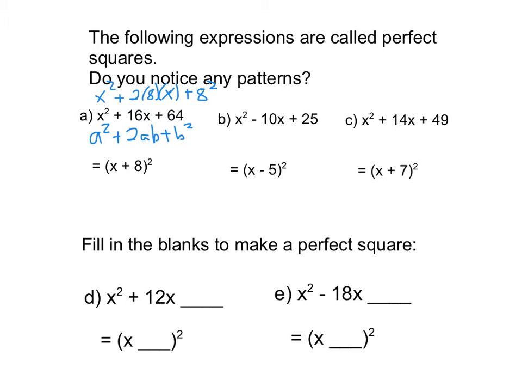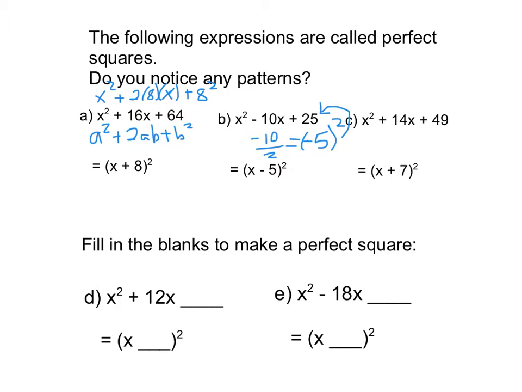okay, quick way to factor it is half of negative 10. So negative 10 divided by 2 is negative 5. And if we square that, you should get 25. If we do, it's a perfect square trinomial. (x minus 5) squared is the factor.